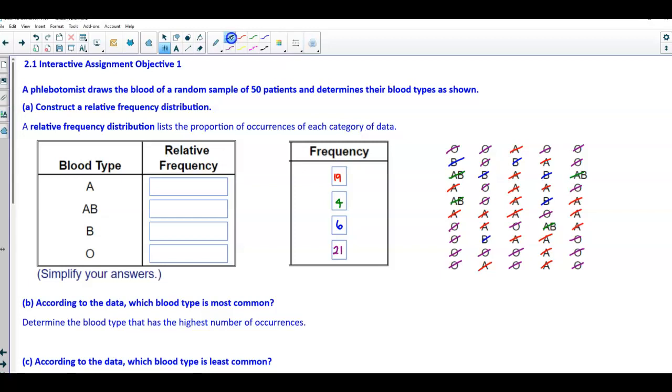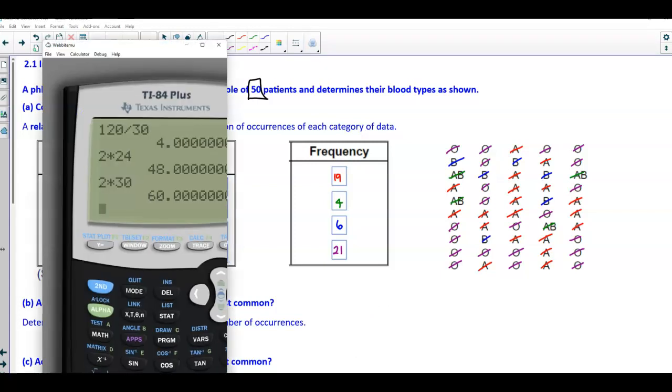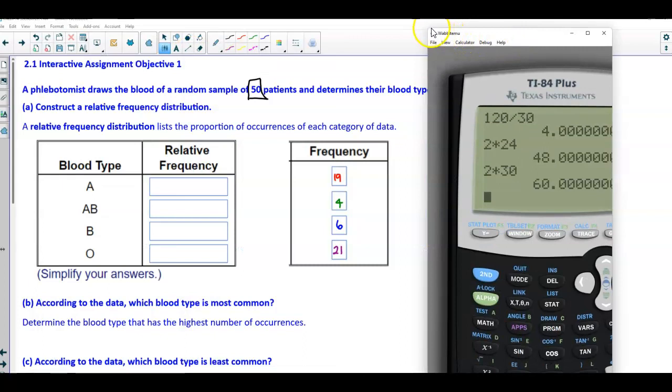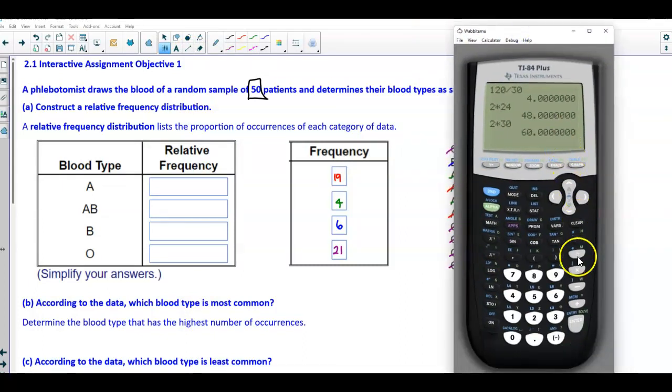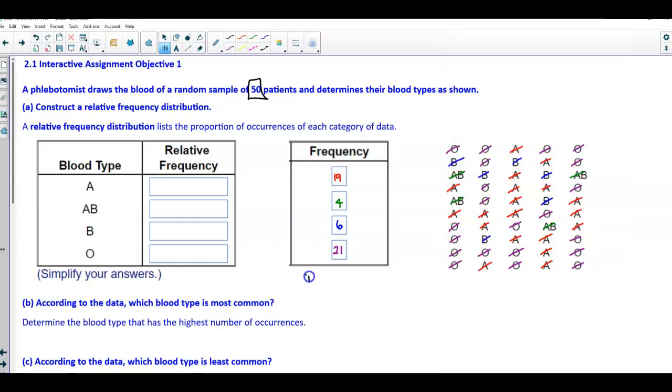Now what we need to do is find out the total. We know that the total is 50 up here, so let's verify that with our calculator by adding up the frequencies. We add 19 plus 4 plus 6 plus 21, and that gives us a total of 50. So we know that we have a total of 50.